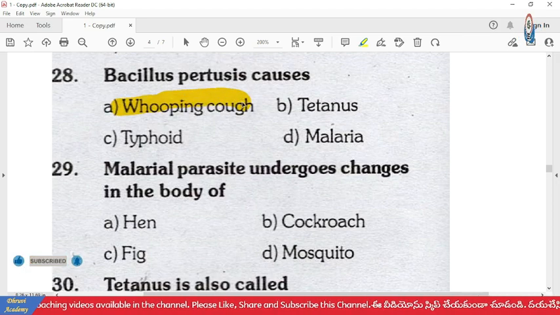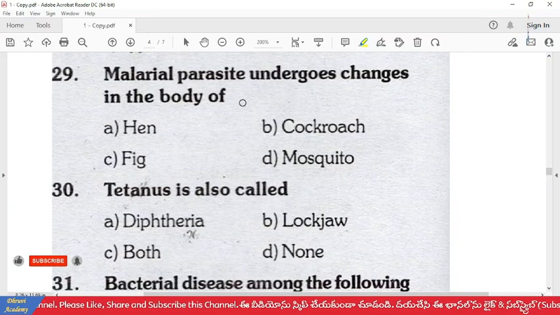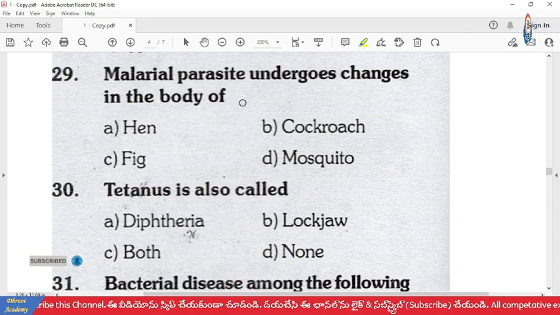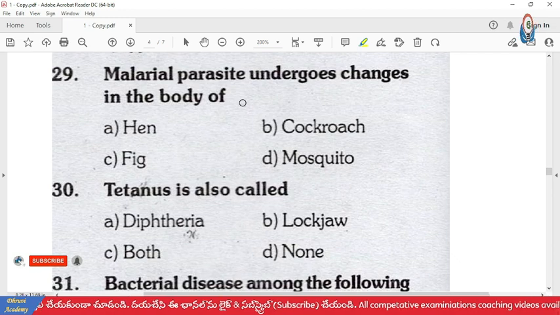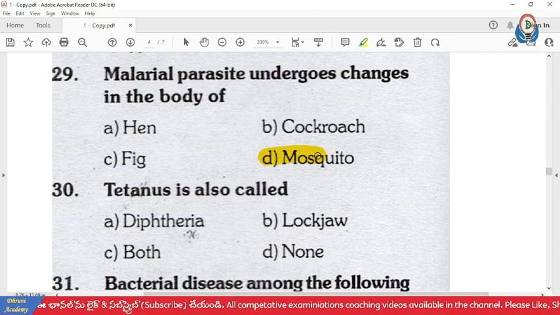Next, malaria parasite undergoes changes in the body of, is it A hen, B cockroach, C fig, or D mosquito? Malaria parasite undergoes changes in the body of a mosquito. Answer is mosquito.